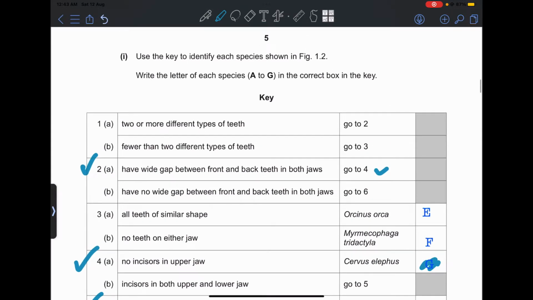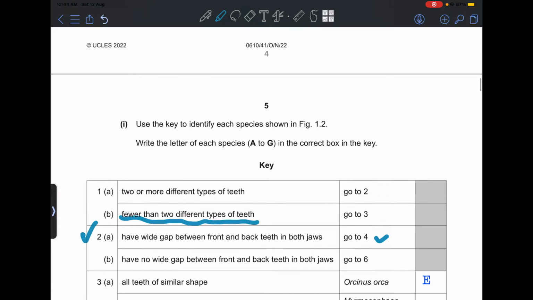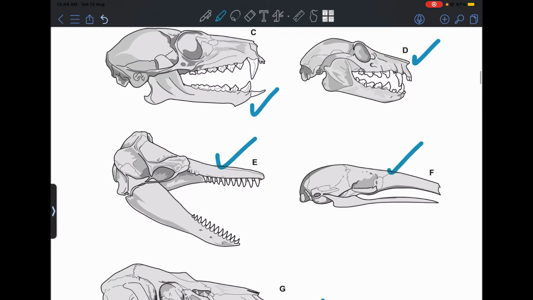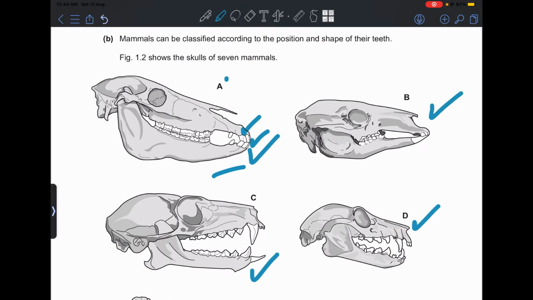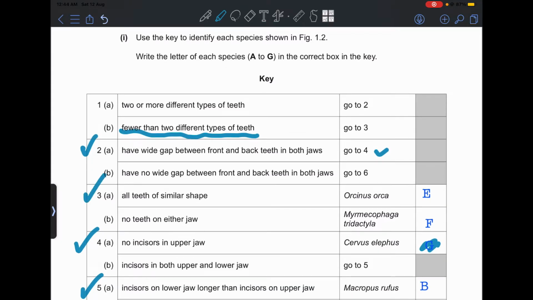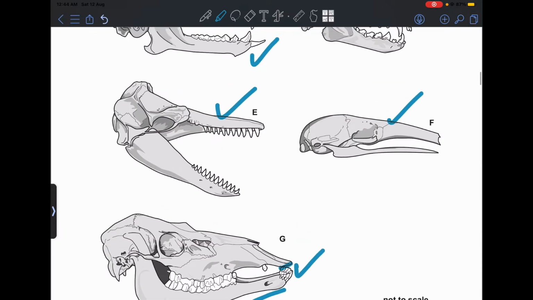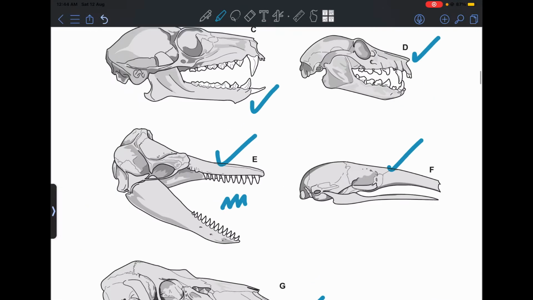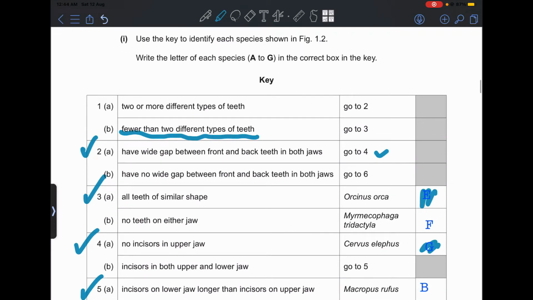So let's go back over here to this one, fewer than 2 different types of teeth. Over here we can see that this is actually E, and F, it has no teeth at all, and B as well. So let's see over here. It says go to 3. So this is 3. 3A, all teeth of similar shape. This is actually over here E. We can see that all the teeth are jagged like this. There is no different types of teeth at all. So this is E. We are done with it. No teeth on either jaw. This is actually F. So this is also answered.